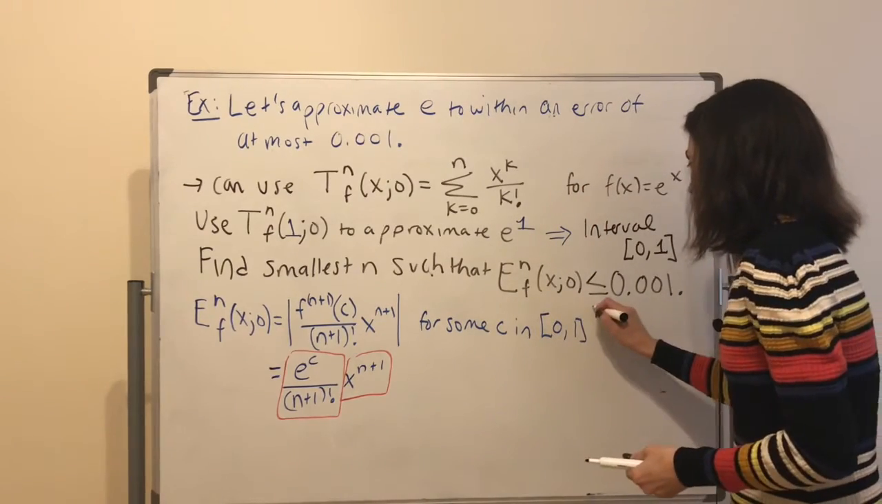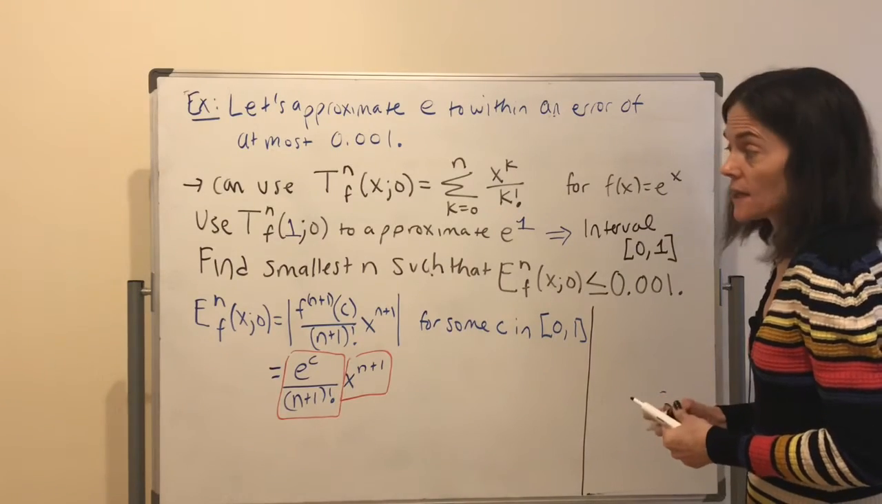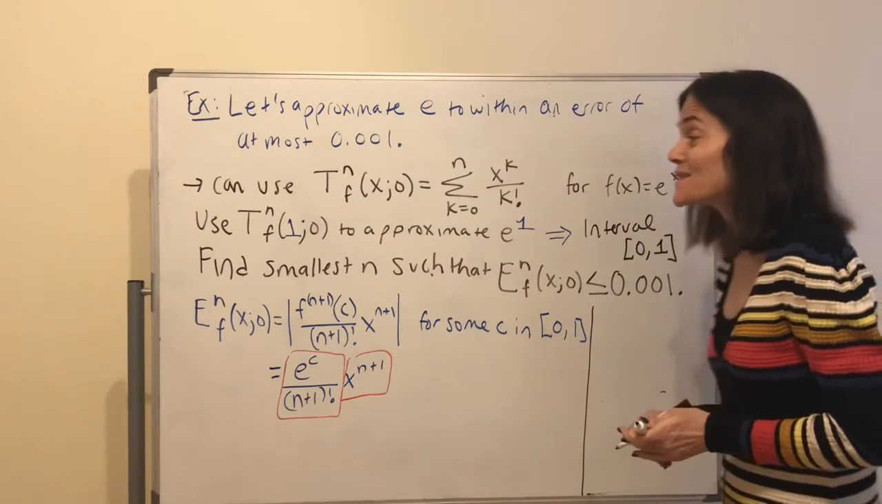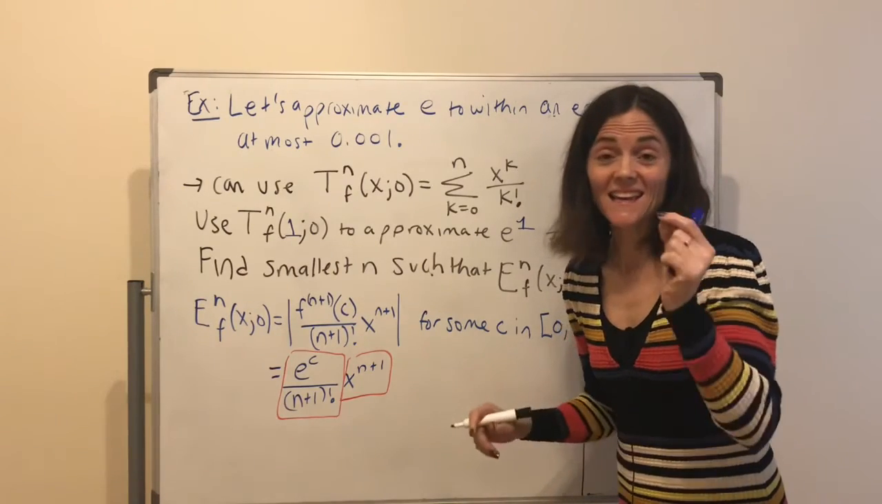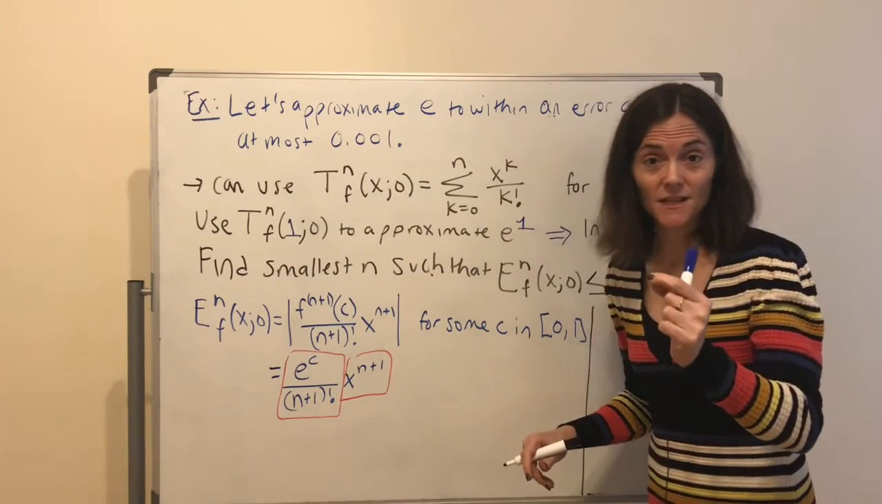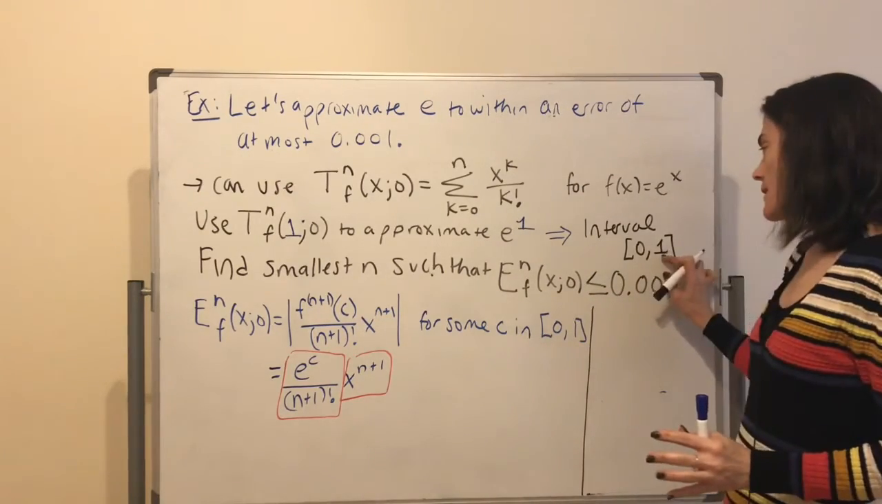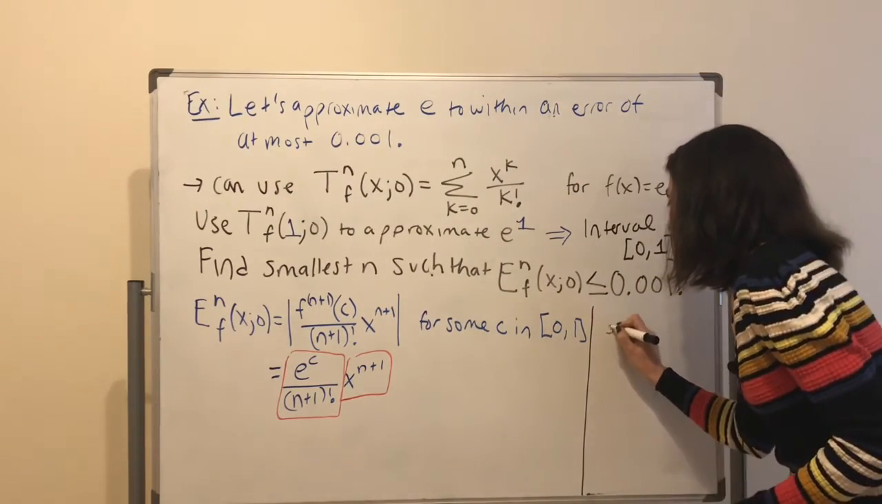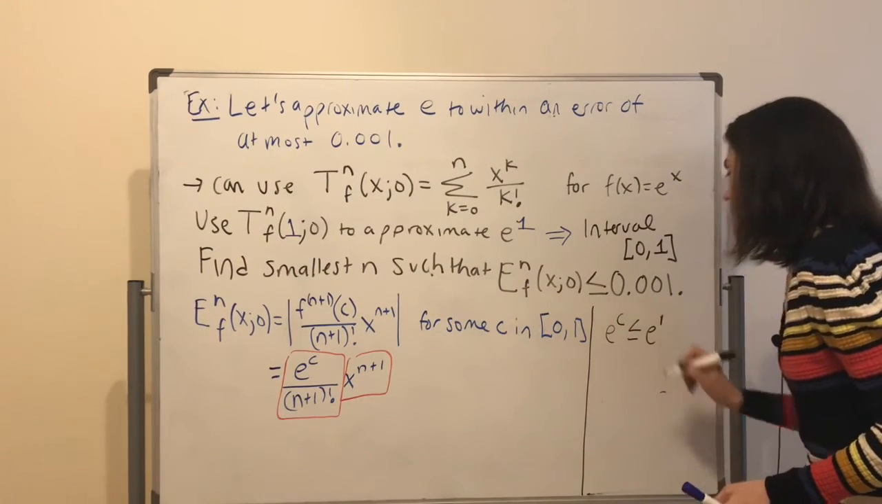Okay, maybe I will try to do a side box over here. Let's think about e to the c. First of all, we've already discussed 2 examples ago, e to the x is an increasing function. So the biggest it's going to be is going to be here. So we know e to the c is less than or equal to e to the 1.